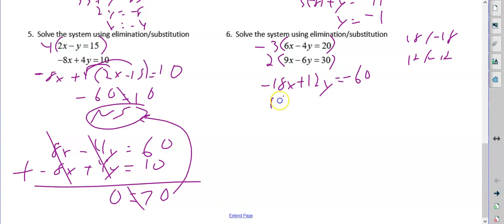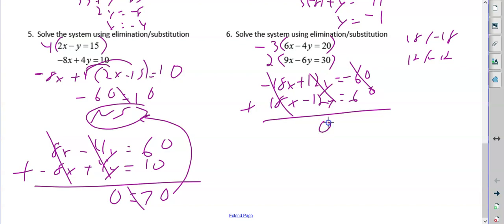Then 2 times 9, that's 18x. And I'm going to get 12y. No, minus 12y. Sorry. Whole point of doing this. Minus 12y equals positive 60. Now when I add, well, that cancels, that cancels, that cancels. I have nothing. Well, I don't have nothing. This is 0 equals 0, which is a true statement. So my answer is infinite solutions because these are the same lines.